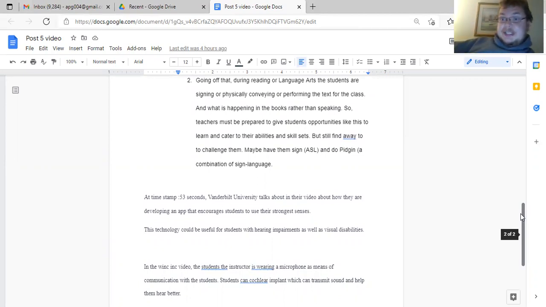You could go around in a circle and have kids physically sign the text from the book, perform it. It could be really cool, a really cool alternative to speaking it in class. But just keep options open.